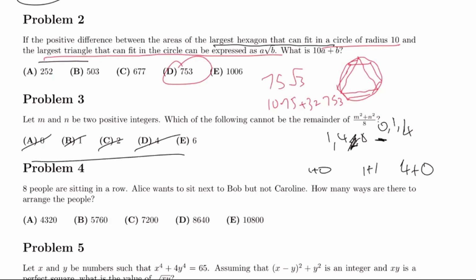But no matter how hard I try, I can't get 6. 4 plus 1 is 5. 1 plus 1 is 2. 4 plus 4 is 8. So I cannot get 6. So which of the following cannot be the remainder? Our answer is 6. Are there any questions?